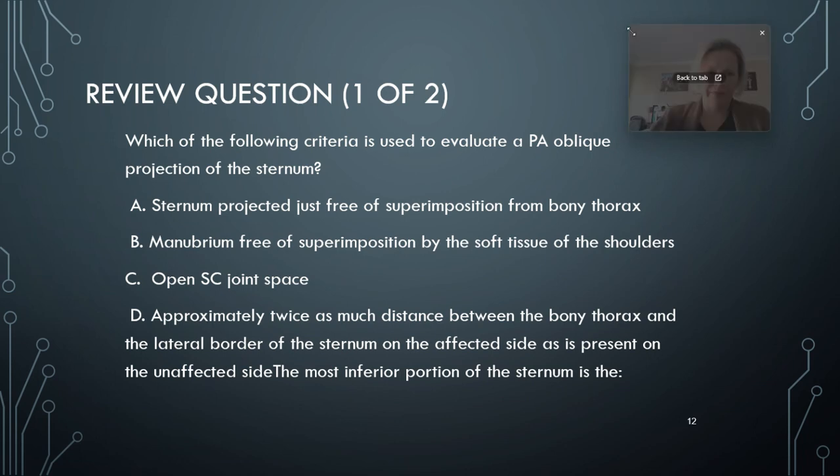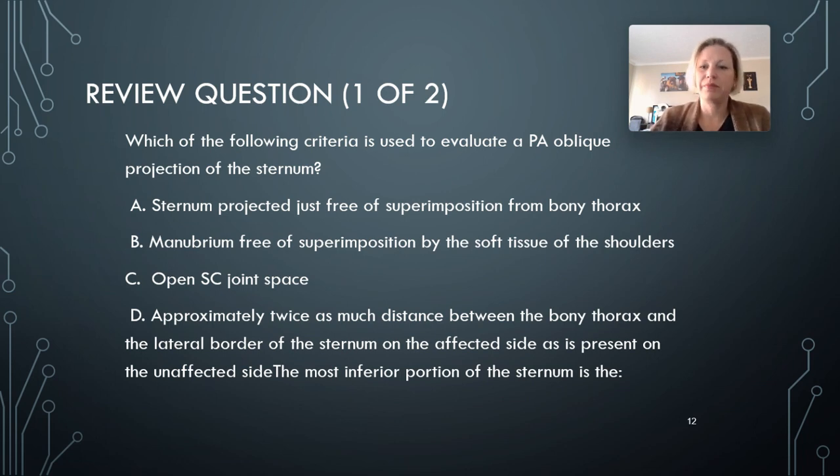Oh, and that is a typo. I will need to fix that. So I'll give you a minute to think about it and disregard this portion right here.